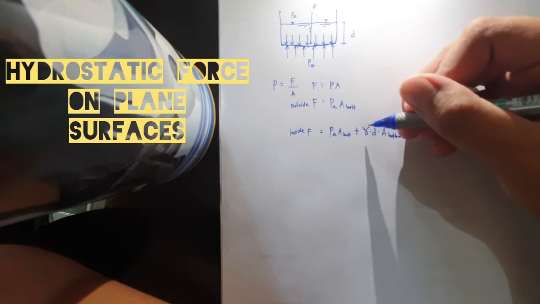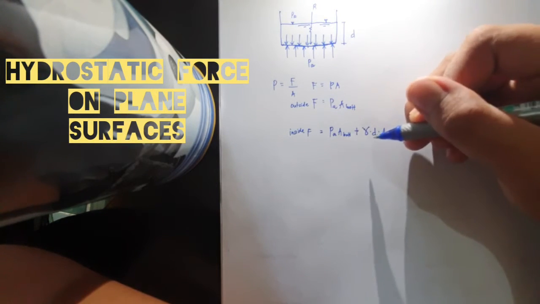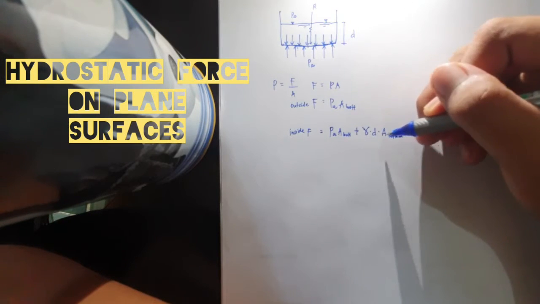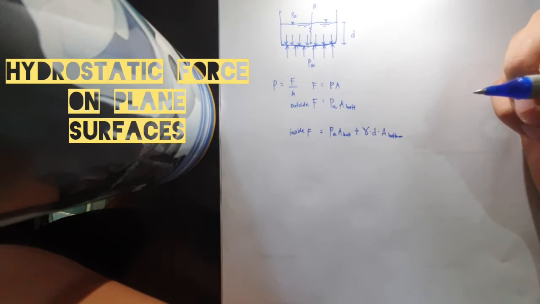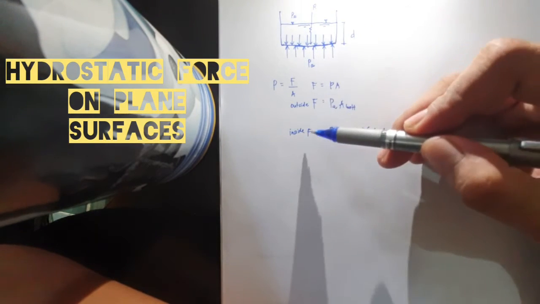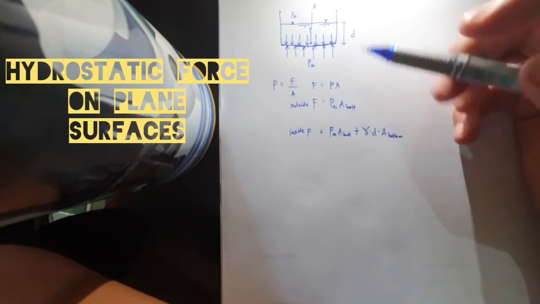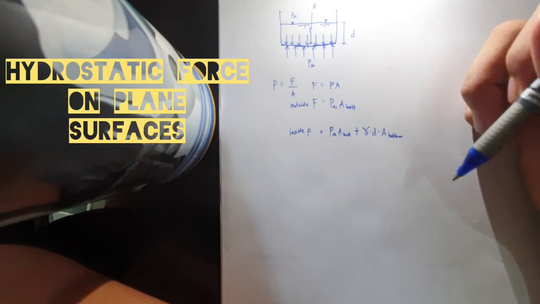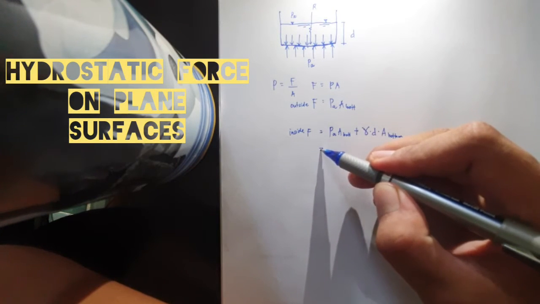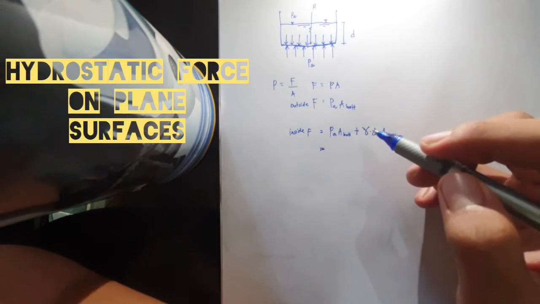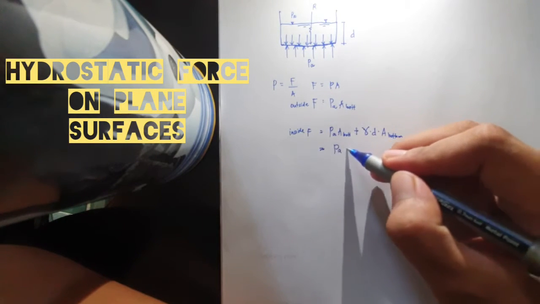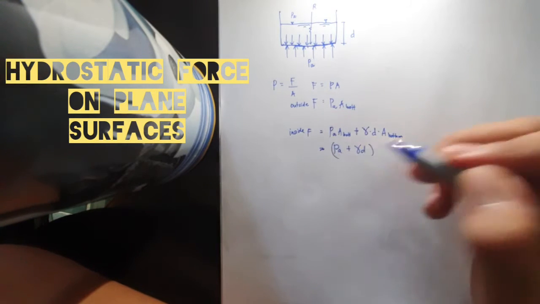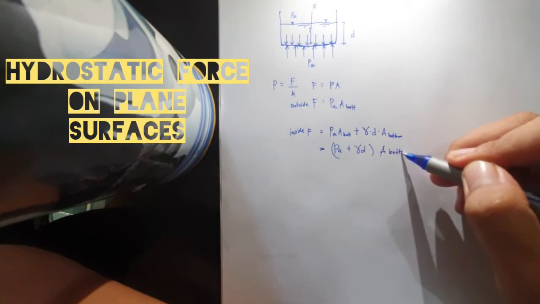Right. Since the unit weight is in kilonewton per cubic meter, to cancel the cubic meter, we multiply it with the volume. Gamma times volume, that is the weight. The weight of the water is the force inside due to the liquid. So we can extract the area at the bottom: PA plus gamma D times the area at the bottom.